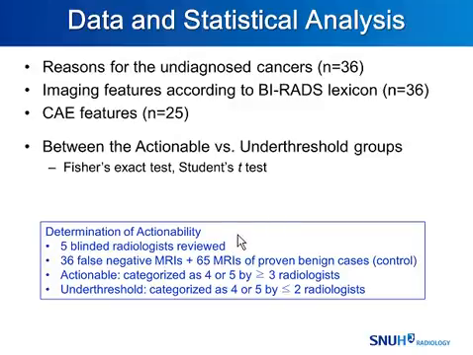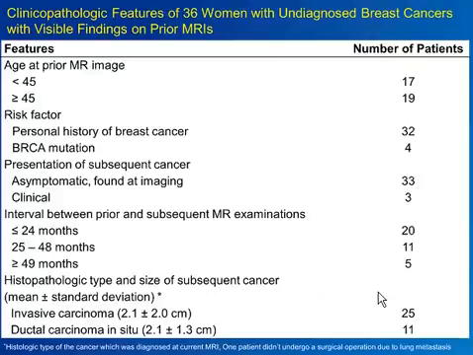To determine the actionability, 5 blind radiologists reviewed the 36 false negative MRIs mixed with a control group of 65 MRIs of proven benign cases. The findings were classified as actionable if the visible findings of prior MRIs were categorized as 4 or 5 by 3 or more radiologists. Otherwise, they were classified as under-threshold findings. Let me show you our result.